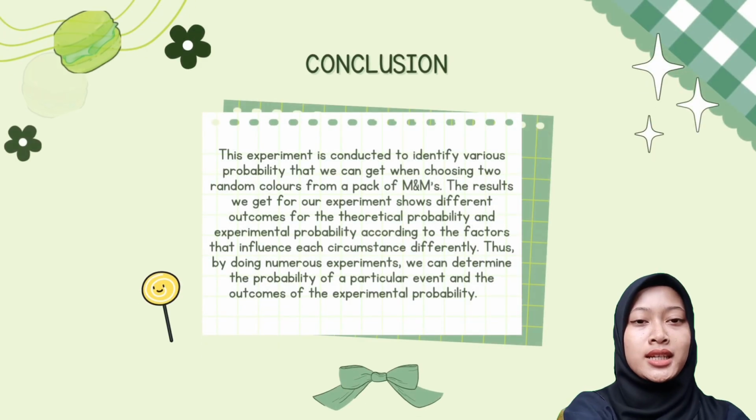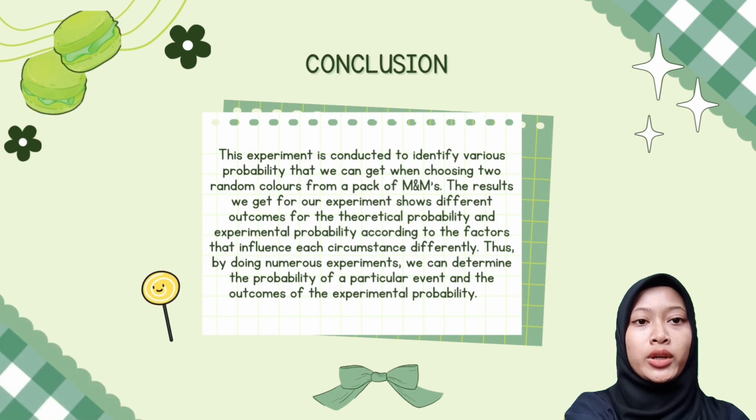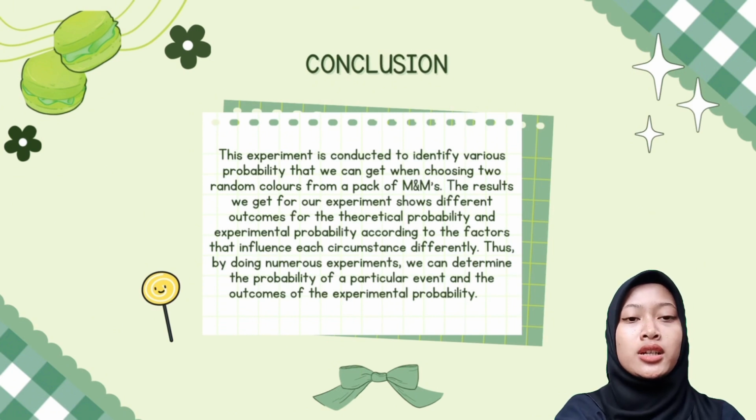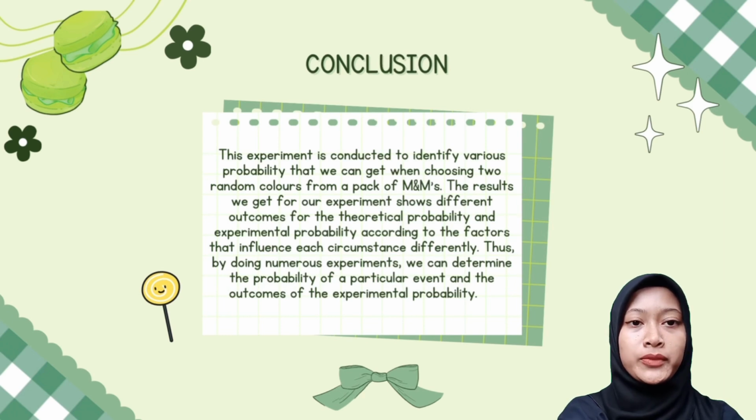To summarize, this experiment is conducted to identify various probability that we can get when choosing 2 random colors from a pack of M&M's. The results we get from our experiment shows different outcomes for both theoretical probability and experimental probability. This is due to the factors that influence each circumstance differently.